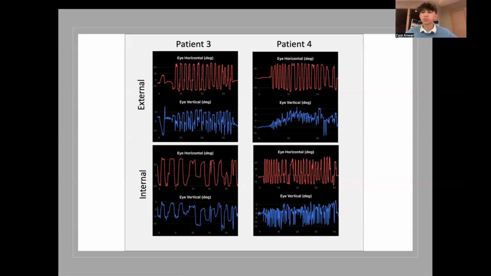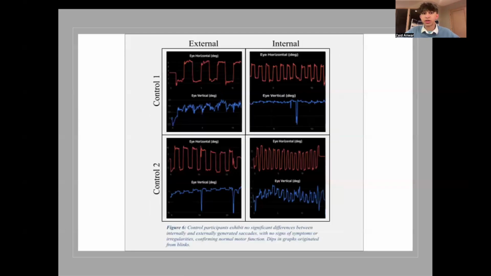And that is really crucial because if they're trying to take a step and they can't put their foot where they want it to go, that could be very dangerous and cause a lot of falls. So that was what I found in my data.